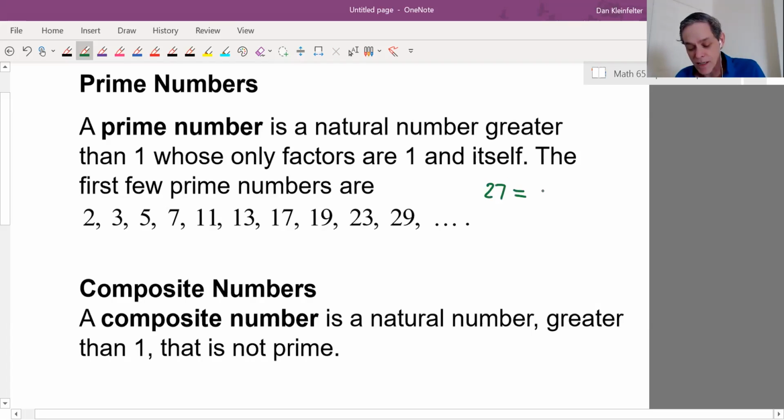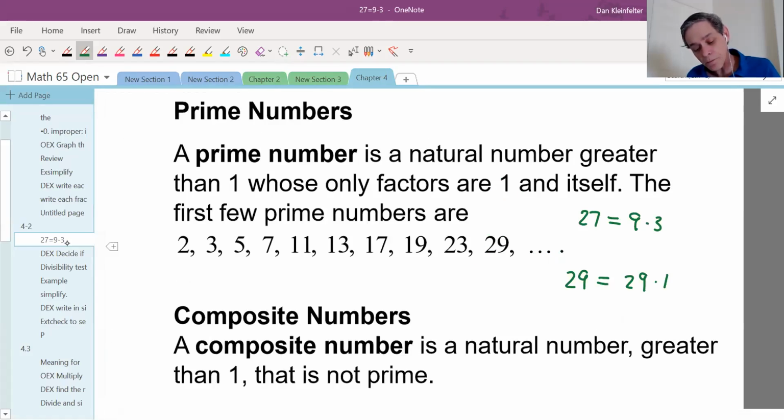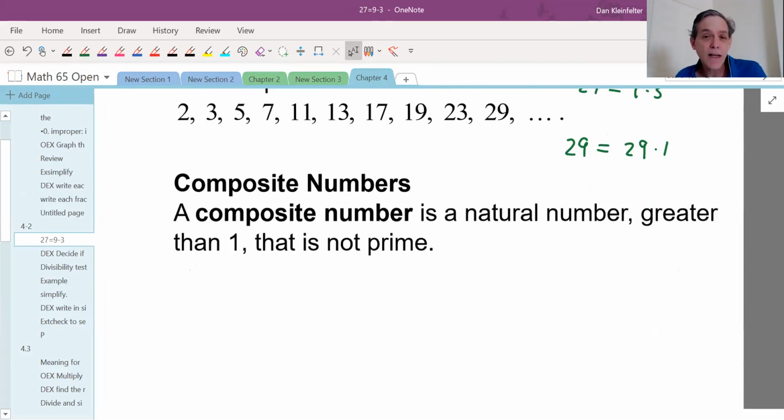27 is 9 times 3, right? And so this has a factorization besides just 27 and 1. So this is not prime, it would be composite. On the other hand, a number like 29, 29 is what times what? It's 29 times 1. As I'd mentioned before, that's true of every number. Just multiply by 1, you get that number itself. Is there any other way of getting 29 via multiplication by whole numbers? And there's not. So 29 is an example of a prime number. Knowing if numbers are prime or composite is helpful in factoring and also to help us simplify fractions.